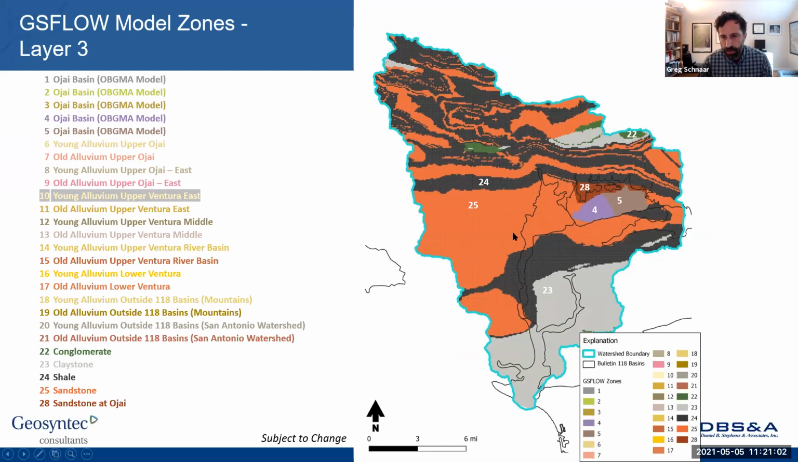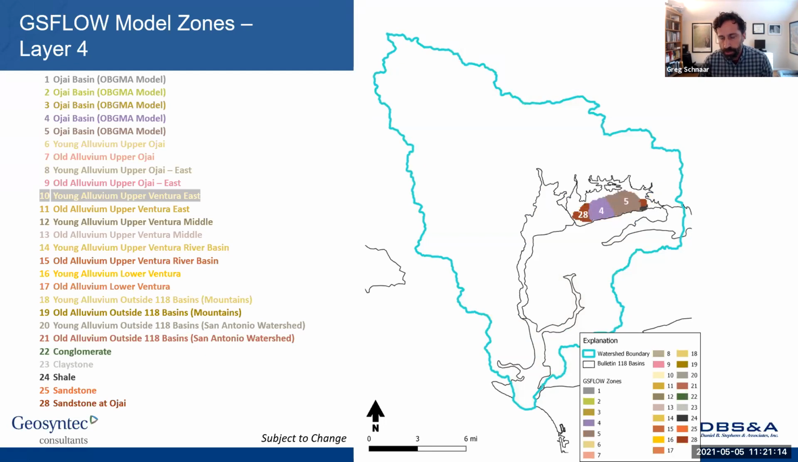And so this is the end of the model for much of the Bulletin 118 basins. We only really have it extending deeper than this due to Ojai and the deeper layers there. So I move downwards, and now we're really just looking at the 2 zones that we had previously designated in Ojai and some of the surrounding bedrock units.